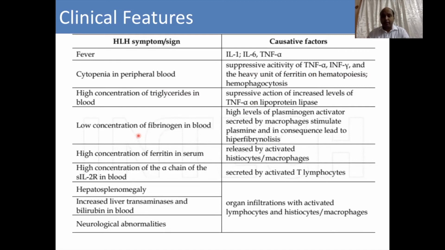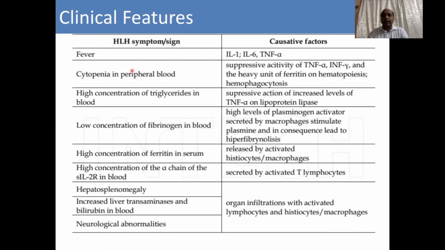And why is there hypofibrinogenemia? Because the high levels of plasminogen activator secreted by the macrophage stimulate plasmin, and in consequence lead to hyperfibrinolysis. That leads to low fibrinogen in the blood, and high concentration of ferritin because of release by the activated histiocytes or macrophages. Sometimes when you measure the soluble interleukin 2 receptor, you will get high levels in the blood because of constant activation by the T lymphocyte. And hepatosplenomegaly and increased ALT, AST occur because of organ infiltration by lymphocytes, histiocytes, or macrophages.